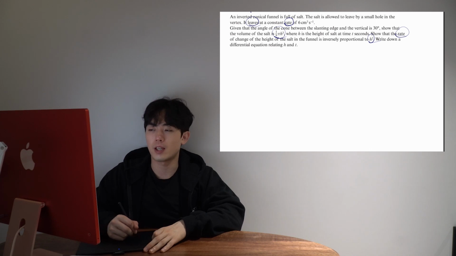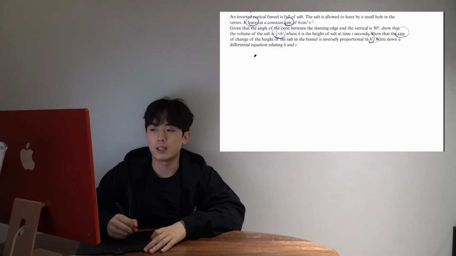So let's deal with this first here. As we said, we see the word rate. That means something over dt, right? Now, something over dt, and it says leaves, okay? Leaves is similar to decrease, right? So that's going to be negative, right? So something over dt is going to be 6 centimeters cubed per second.